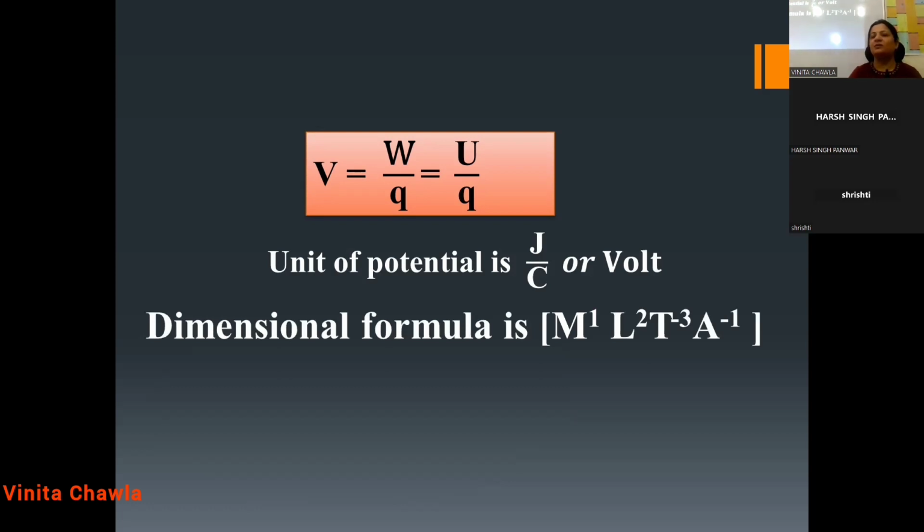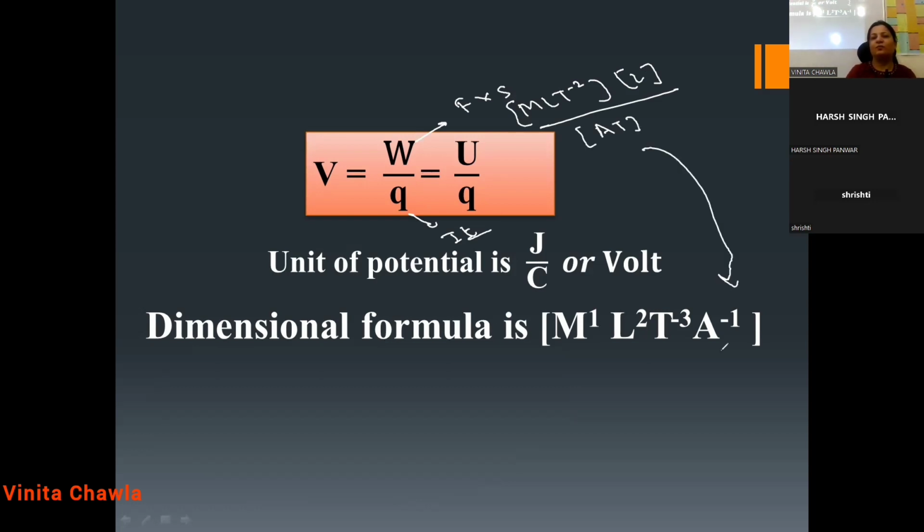Dimensional formula is, you can find dimensional formula, right? It's very easy to find dimensional formula. How will you find? See, what is work done? Work done is force into displacement. It is force multiplied by displacement. Dimensions of force, MLT minus 2. Dimension of S is L, and dimension of charge. Charge is current into time, AT. So you can simplify it and you'll get this dimension of electrostatic potential. Easy? Please write this in your notebook.